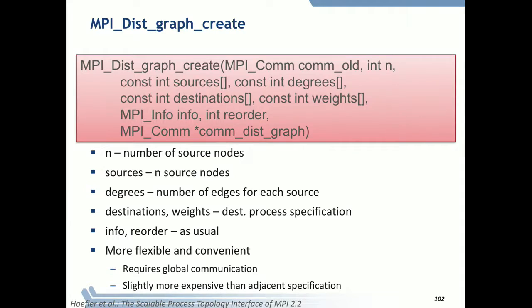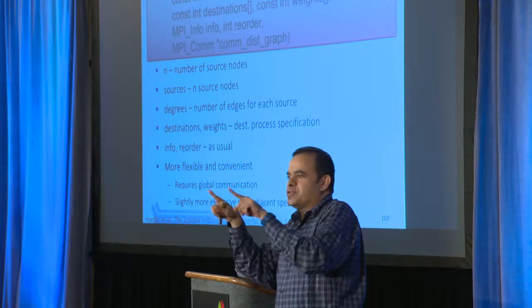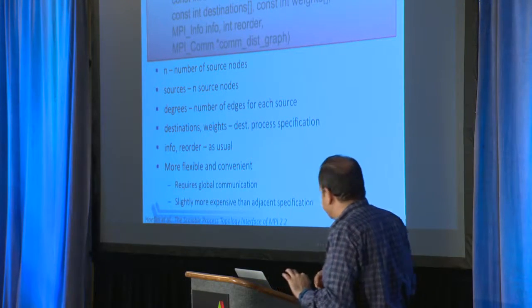A second, alternate way of doing it is using MPI dist graph create. This is a very general way where you are not restricted to adjacency. Any process can specify any part of the graph so long as they collectively specify the entire graph. What that means is rank 0 can specify the connectivity information of some other set of processes, and similarly some other set of processes could specify rank 0's connectivity. That's also allowed as long as together the whole graph is specified.